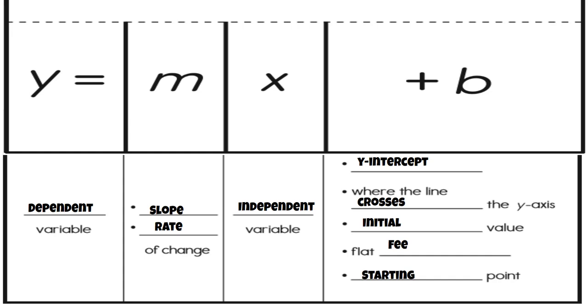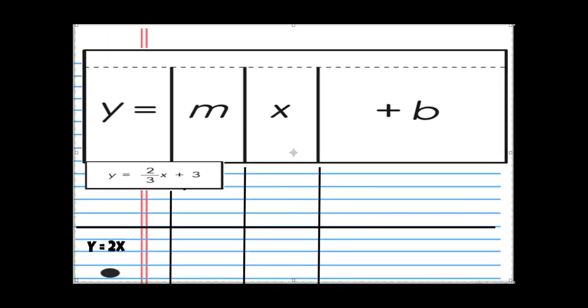If it's a friendly number, I look at it as the perfect starting point, and most times you will have a friendly number. So that's the y-intercept. Again, we're going to start out with just y equals mx, and then we're going to work up to y equals mx plus b.